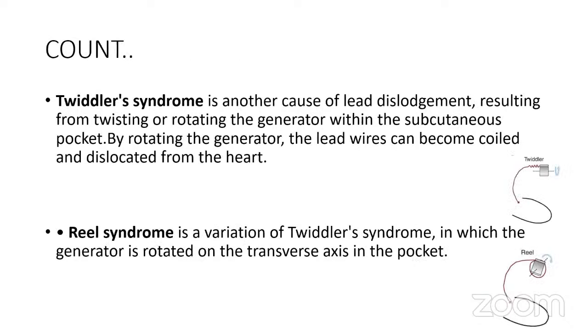Twiddler syndrome is another cause of lead dislodgement, resulting from twisting or rotating the generator within the subcutaneous pocket. By rotating the generator, the lead wire can become coiled and dislocated from the heart, as we can see here in this picture. Reel syndrome is a variation of Twiddler syndrome in which the generator rotates on the transverse axis in the pocket.